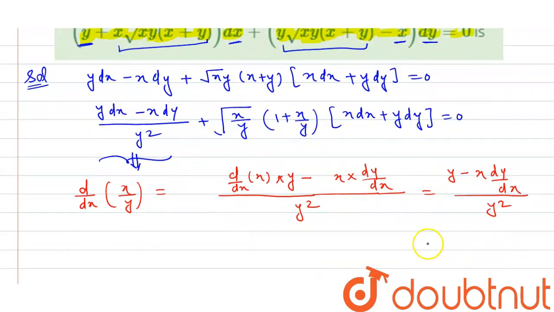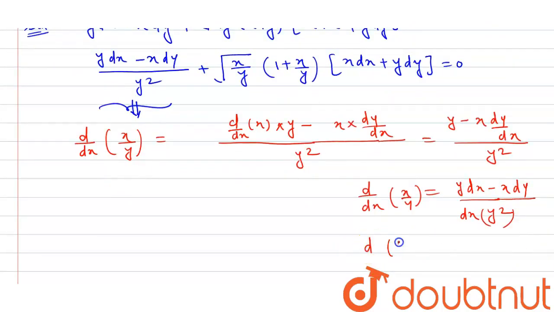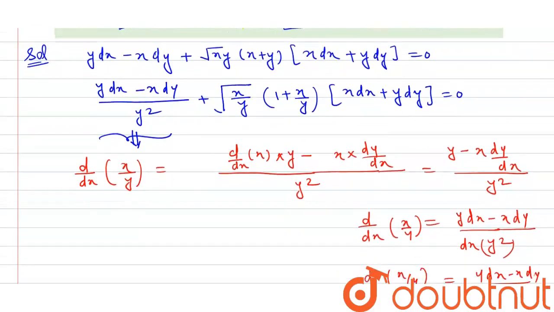Now this thing can be written as, taking dx as LCM, (y dx minus x dy) divided by y square, and here also dx will come in the denominator. So you can write d/dx of x upon y as this thing. If we assume that the dx and dx get cancelled out, what are you left with? You are left with d(x/y) equal to (y dx minus x dy) divided by y square.